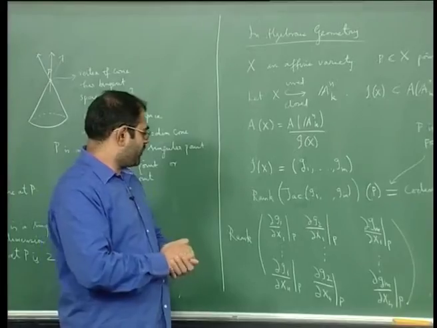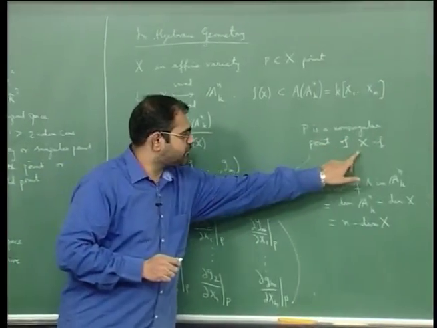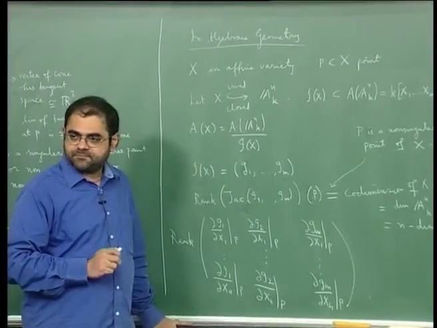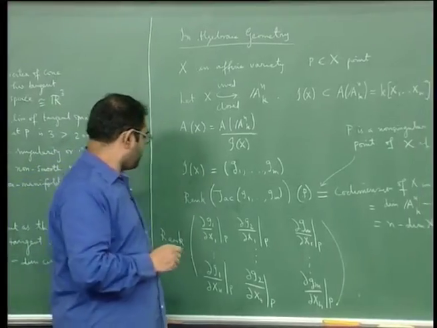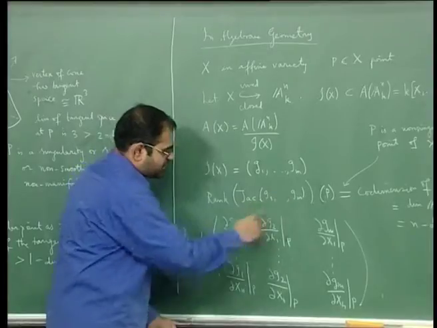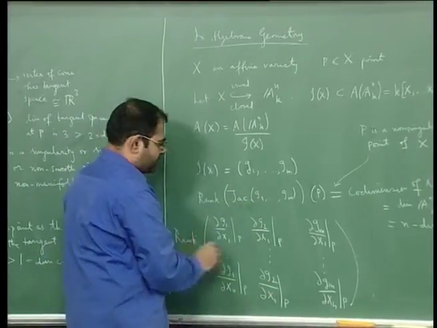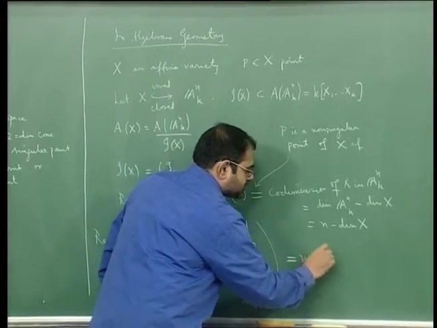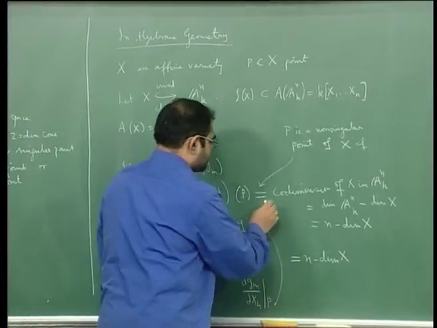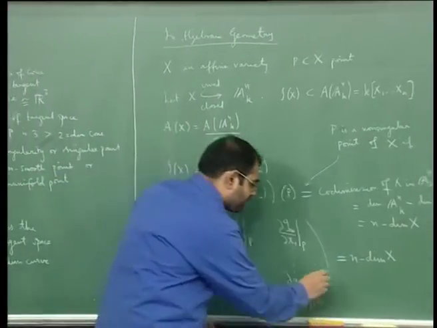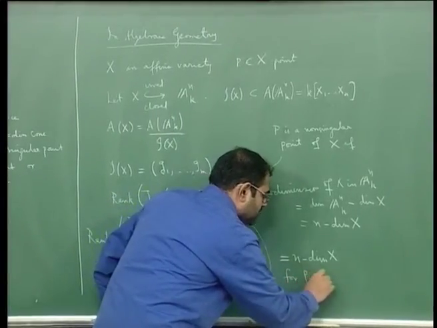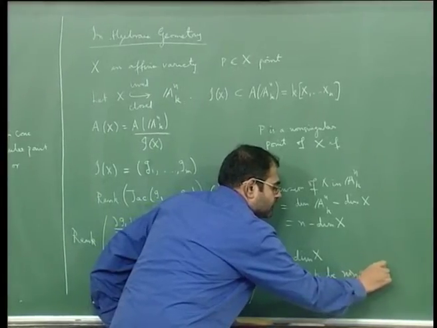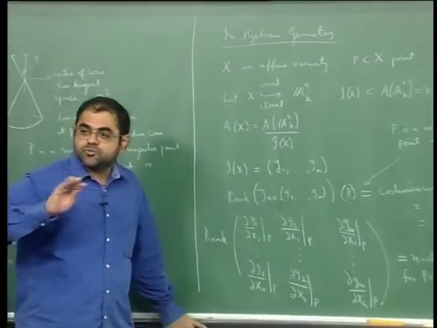So the condition for P to be a non-singular point of X is that the rank is equal to the codimension. This is the condition, and by the way, the rank of the Jacobian at the point P is actually the rank of this matrix. This is equal to n minus dimension of X. So this is the condition for P in X to be non-singular, or for it to be a smooth point.